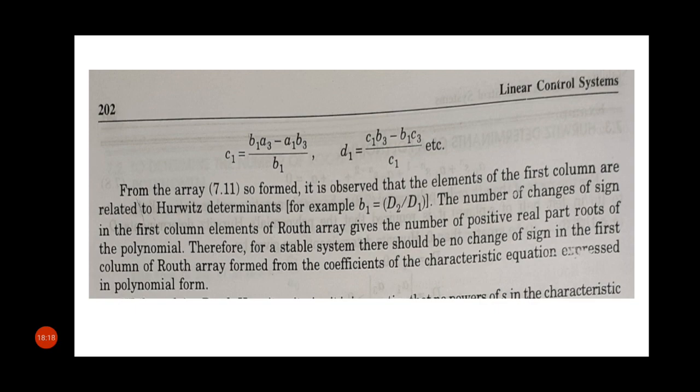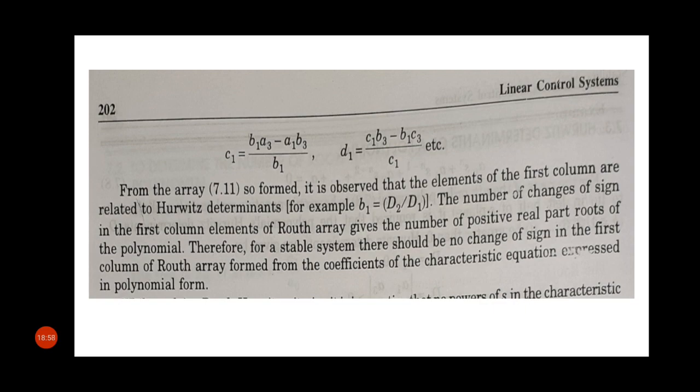The second necessary condition is that all the coefficients should be real and should have the same sign. If these two conditions are satisfied, then we can analyze the stability of the system by Routh-Hurwitz criteria. Then we come to the sufficient condition: all the terms in the first column of the Routh array or Routh table should be positive and should have the same sign.